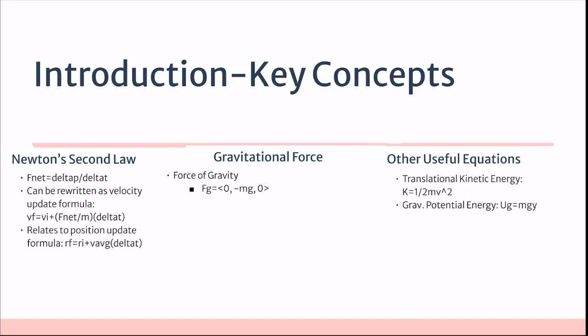Next, we're going to need to know the force of gravity. We use this in our GlowScript code in order to model the object falling back down to the ground. That's just the vector <0, -mg, 0>, with g being the gravitational constant of 9.8. Other useful equations we'll need to know are the translational kinetic energy equation and the gravitational potential energy equation.